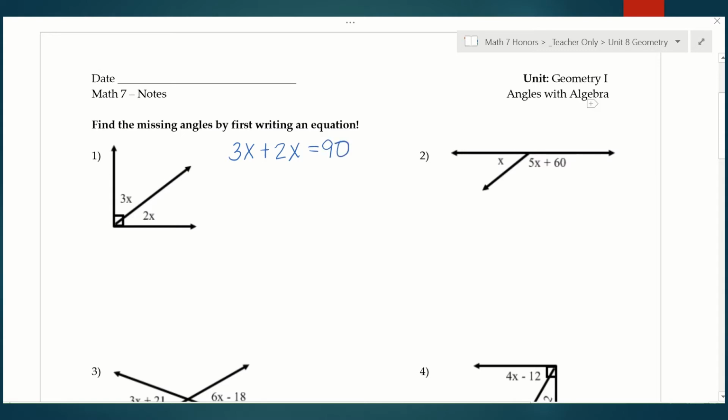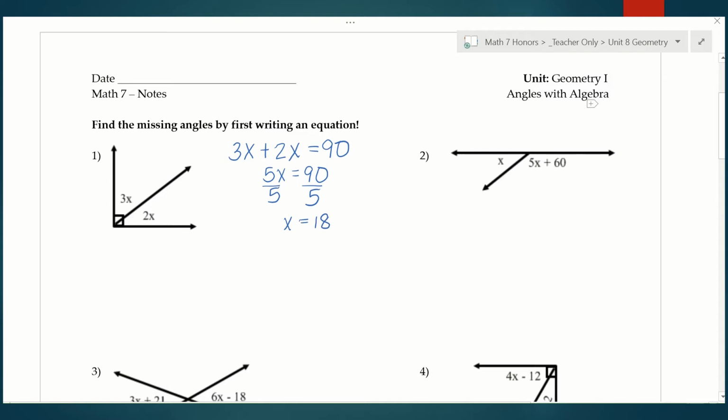All I need to do from here is solve for x, and that will help me find those angles. To solve this equation, the first thing we should be doing is combining like terms to get 5x, and then dividing both sides by 5, which gives us that x is equal to 18.